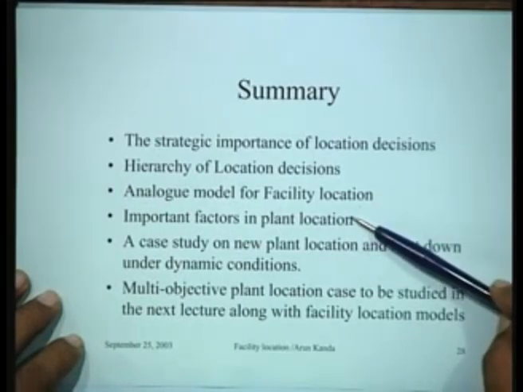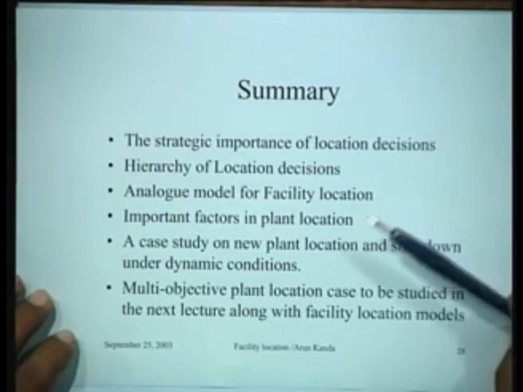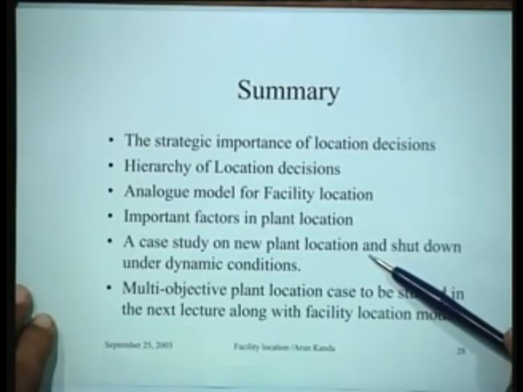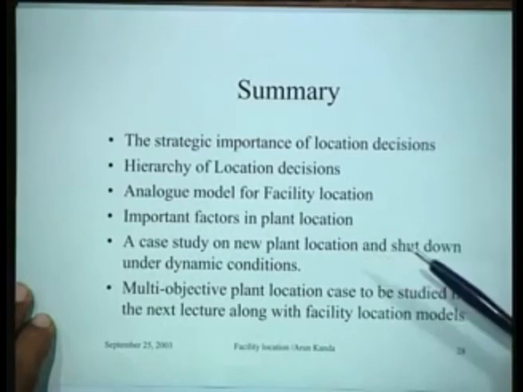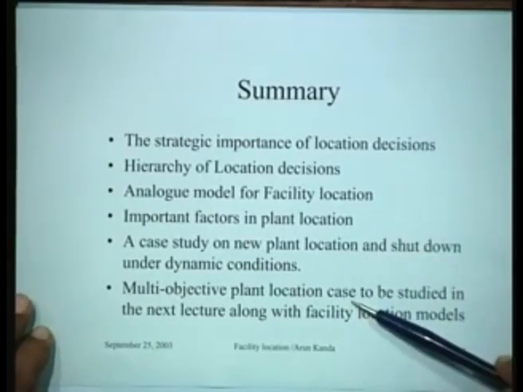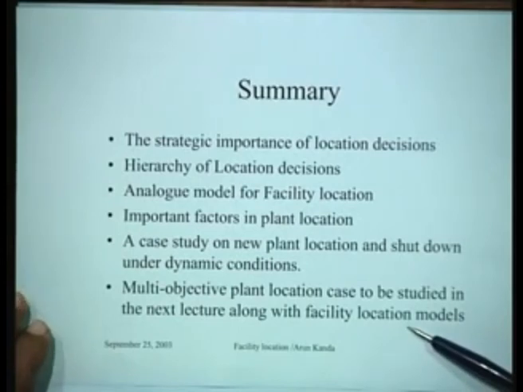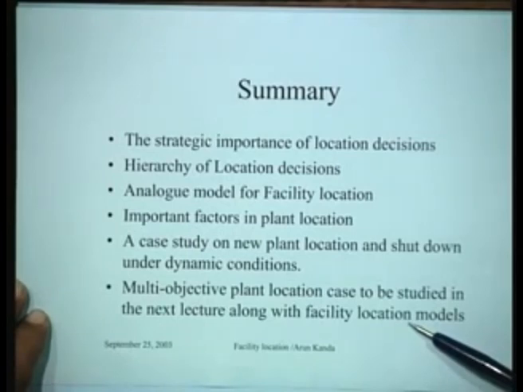Important factors in plant location were identified. A case study on new plant location and shutdown under dynamic conditions was demonstrated, and we saw how to locate a plant and how to subsequently shut down that particular plant. And of course, based on this analysis, we will do a case study next time of a multi-objective plant location case, which will talk about not only the various factors for location, but also how other facility location models can be used to determine analytically the location problem.